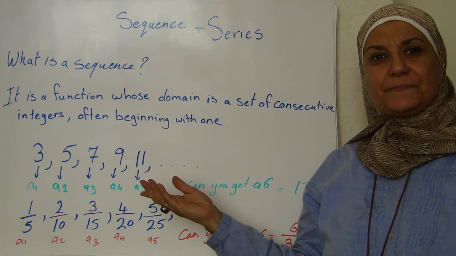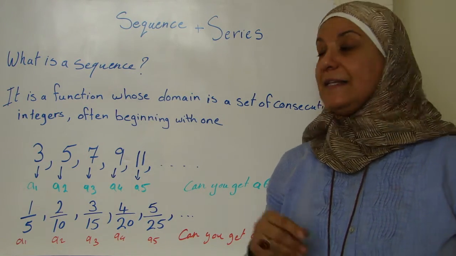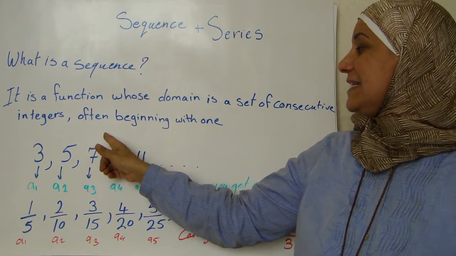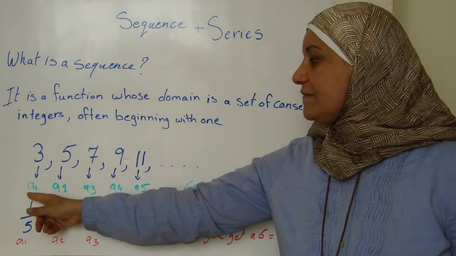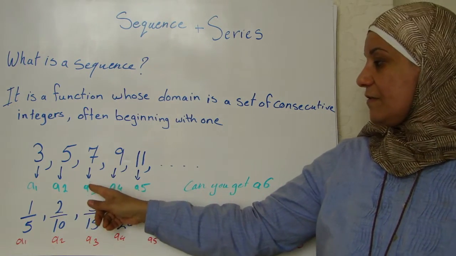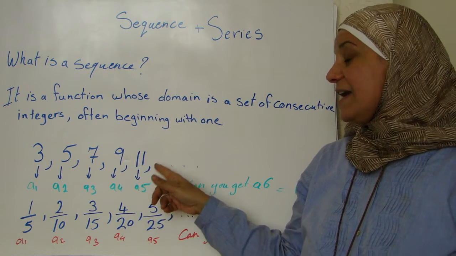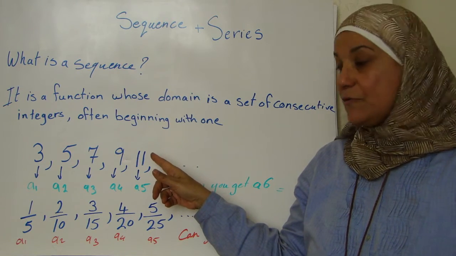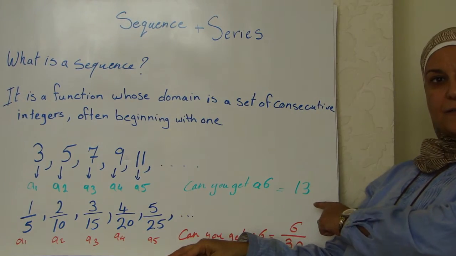What is that? Let me think. 3, 5, 7. I notice that the difference between each one of them and the one preceding it is 2. This is called the first term, A1. This is called the second term, A2. Third term, A3. Fourth term, A4. Fifth term, A5. Can you get the A6? Yes, following the same rule, this is the difference too, so the next one is going to be 13.